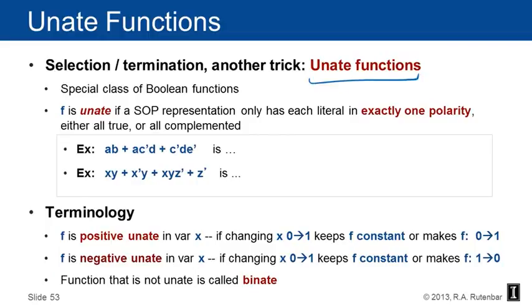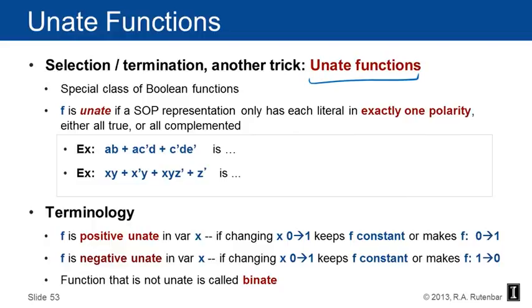There's a class of Boolean functions you've probably not been exposed to. They're called unate. And a function is unate if in a sum of products representation, it has each literal, so that's just the appearance of a variable, in exactly one polarity. Either they're all true or all complemented.